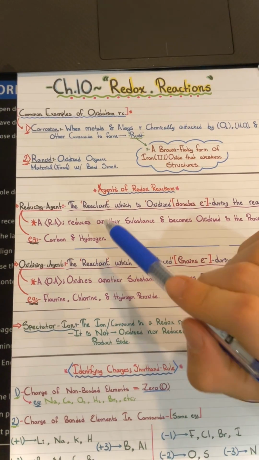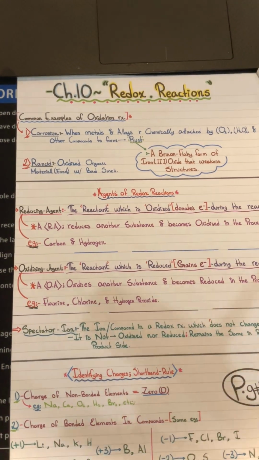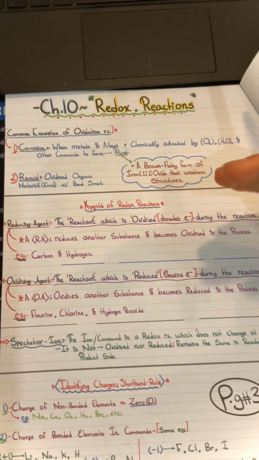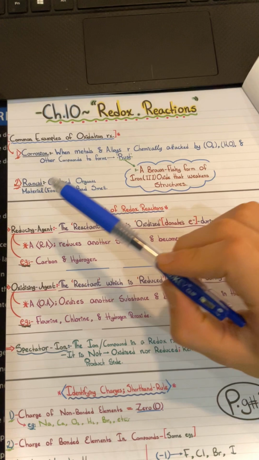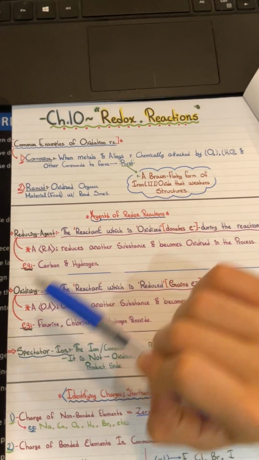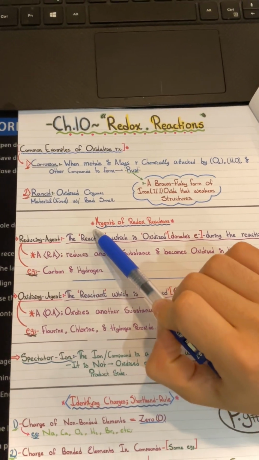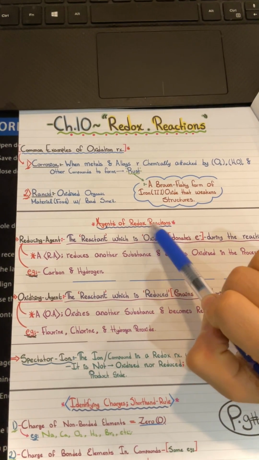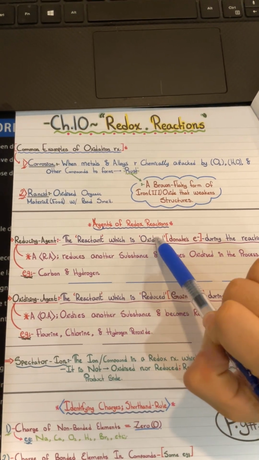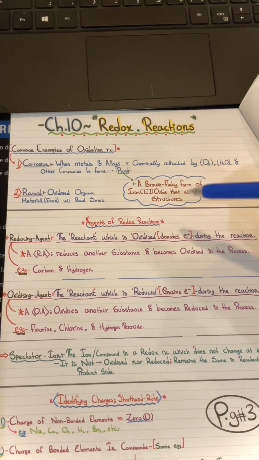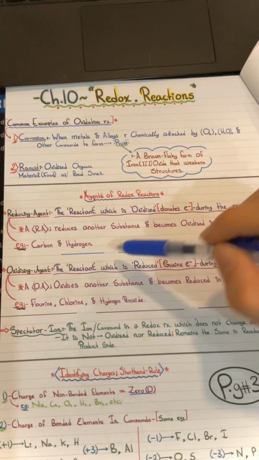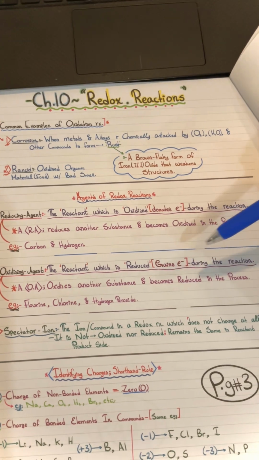Now coming to the important part, agents of redox reactions. So we have two agents in redox reactions, actually two main agents, and then we have a side one here. The reducing agent and the oxidizing agent. It's a bit confusing, but you'll get used to it. Reducing agent is the reactant. Remember, agents of redox reactions are always reactants. It is a reactant which is oxidized, donates electrons during the reaction. Oxidizing agent is the reactant which is reduced, gains electrons during the reaction.